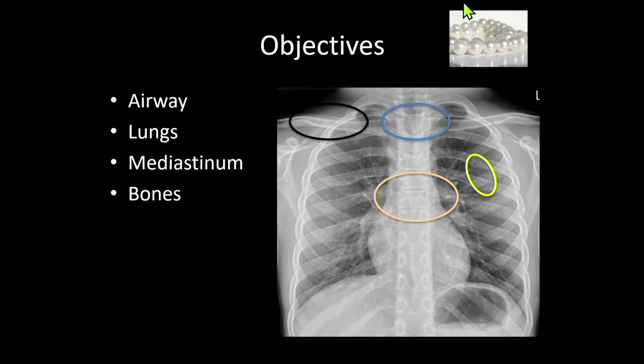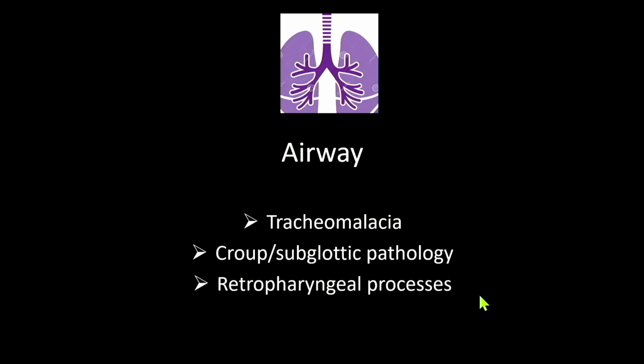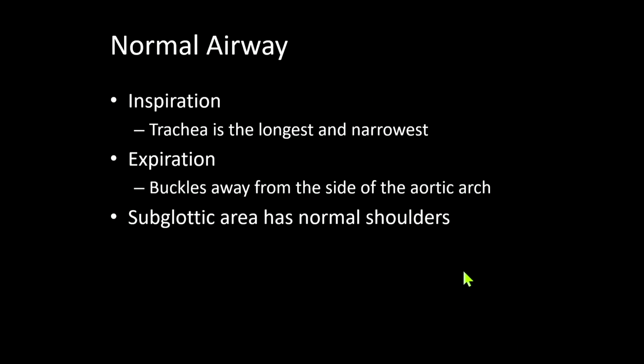Again, I will point out some key learning points. In the airway, we're going to talk about tracheomalacia, croup, subglottic pathology, which is not croup, and the retropharyngeal area. So normal airway, we need to know what normal is.